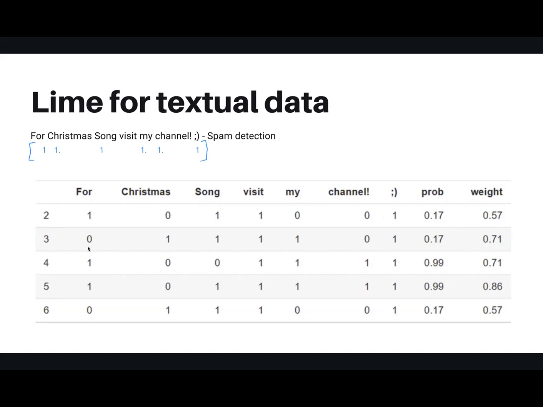We have another one, which is: no for, Christmas song, visit my, nothing here, wink. Also probably not a spam, and it has a closer weight, or closer proximity, because it just has more ones than this one. This one, for example, what does it say? For visit my channel, wink. For visit my channel, wink, the model has a very high probability that it is a spam, and we can see that it has the same weight.